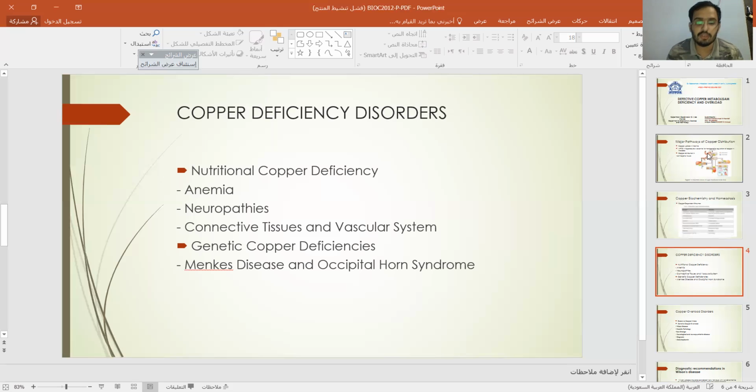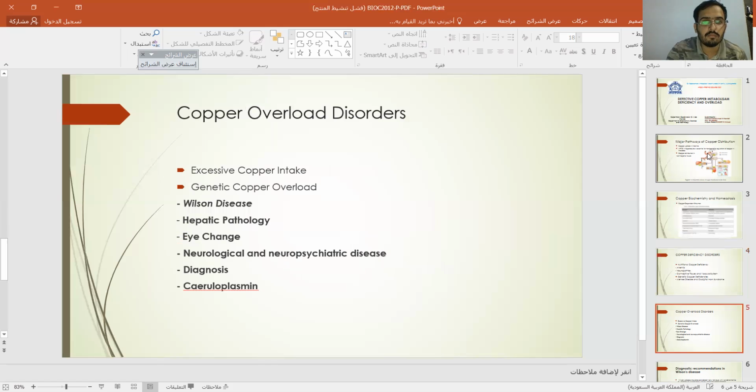Copper overload disorder: active copper intake, genetic overload, which is Wilson's disease. Wilson's disease is an autosomal recessive disorder of copper metabolism, characterized by hepatic and neurological disease. The disease affects between 1 in 30,000 and 1 in 100,000 individuals. It was first described by Samuel Wilson in 1912.